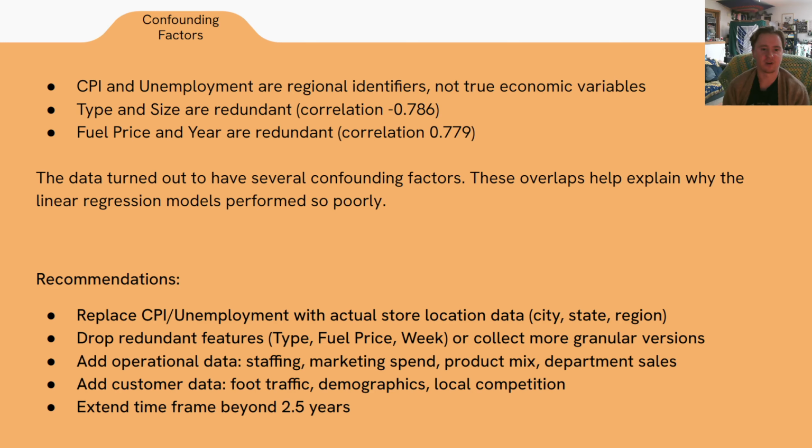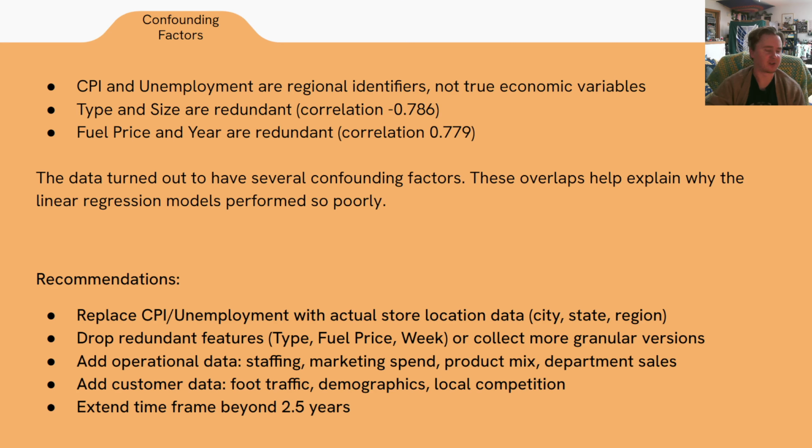Type and size are redundant as well. So with a store's type, you can reliably predict its size and vice versa. Fuel price and year also carry the same information since fuel price climbs steadily over time. So it is basically just another yearly identifier. These overlaps help explain why the linear regression model performs so poorly.